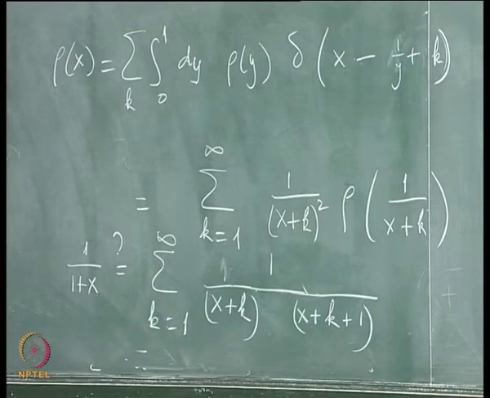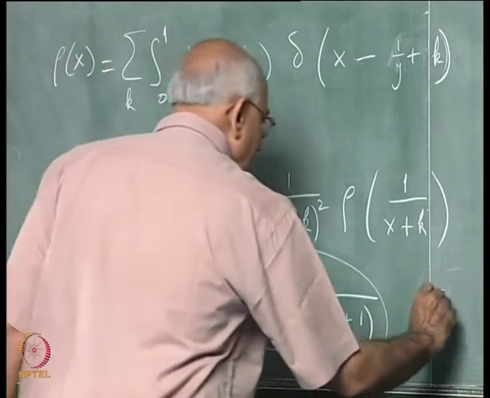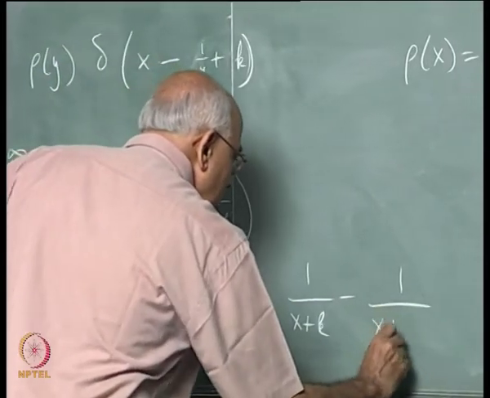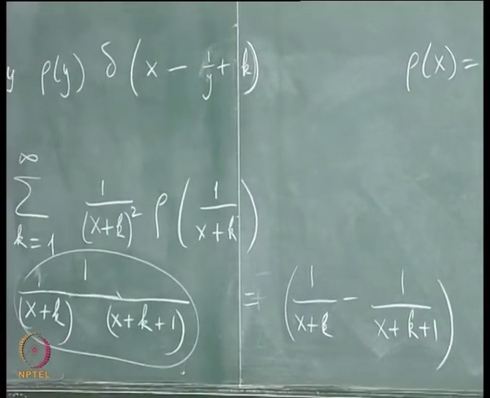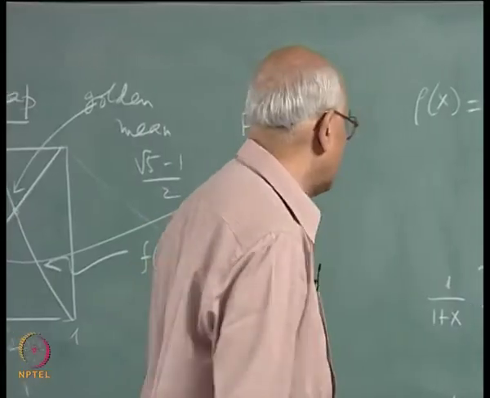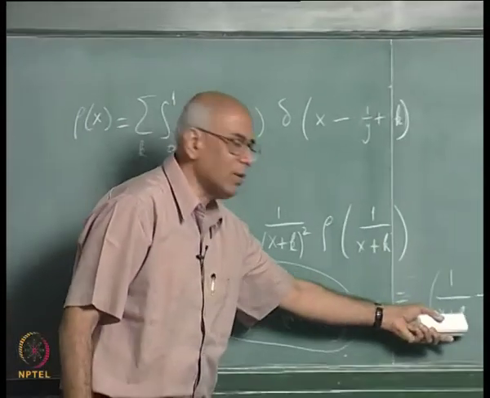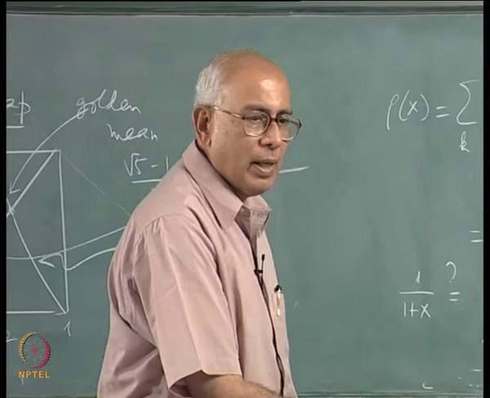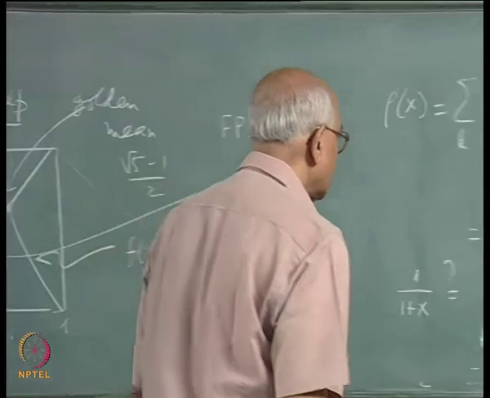Yeah, do partial fractions. So this guy here is indeed equal to 1 over x plus k minus 1 over x plus k plus 1. And of course the whole thing telescopes and only the first term contributes. Only the k equal to 1 term survives, and you get indeed 1 over x plus 1. So this is the solution, and we were assured that once you find a solution it is unique.